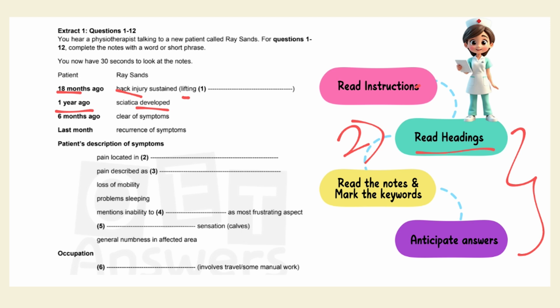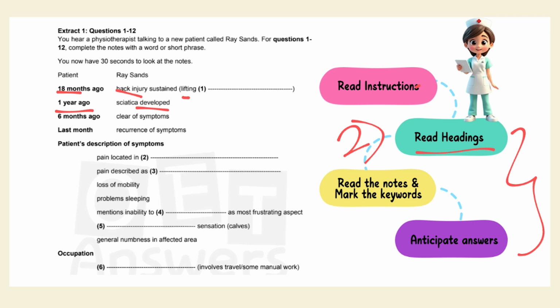Don't think I have to read only the blank region. Wherever I have to apply answers, there only I will read. Don't have this conception. Because you have to understand where actually the point started, where they are speaking, and in which area they are coming. If you want to get all the information from the audio, you have to read all the information on the question booklet. 1 year ago sciatica developed.